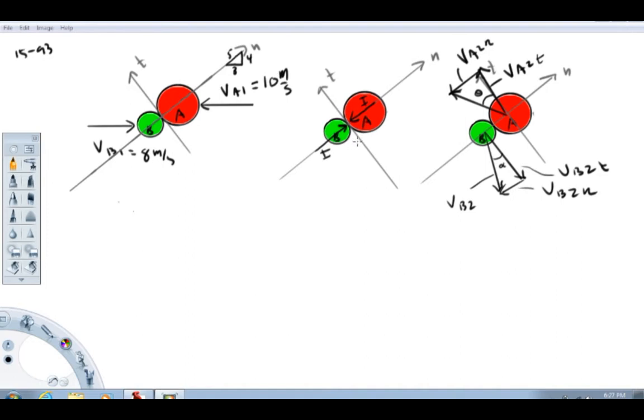Also notice there are no impulses acting on either mass in the tangential direction. So that allows us to write a momentum equation for each individual mass along the tangential direction.